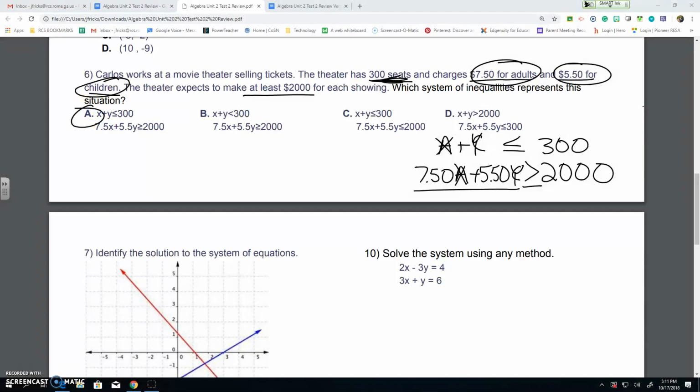Check all your other answers though. This one doesn't work because it doesn't have an equal to, so B doesn't work. Also, well, that's the only reason it doesn't work. The next one we have x plus y is less than or equal to, so the top works. Bottom says 7.5x plus, the sign's turned around backwards, so that doesn't work. And then we got x plus y. Once again, the sign's messed up on this one, so that doesn't work. So here the correct answer would be A.